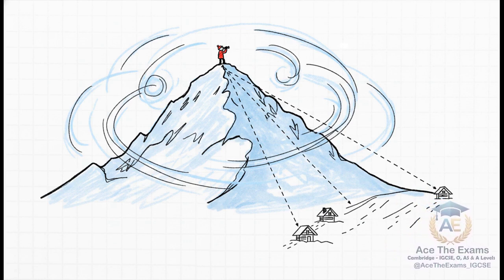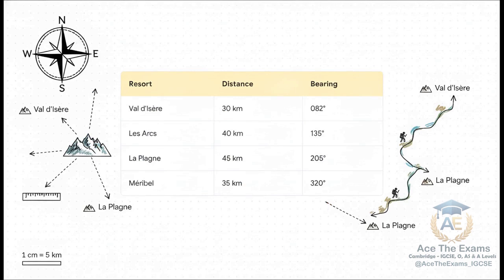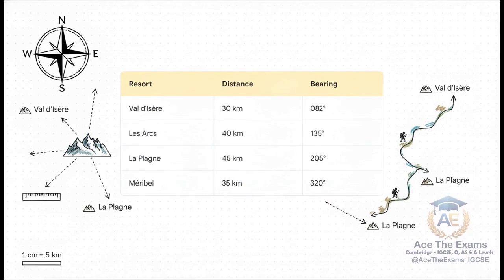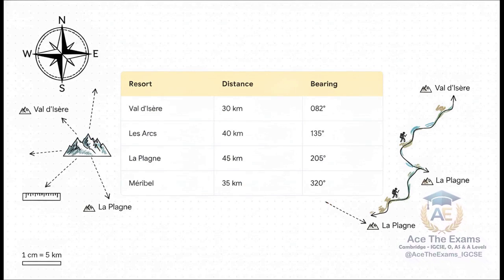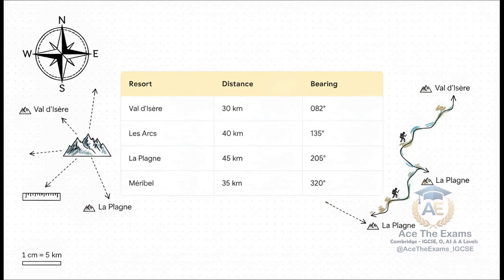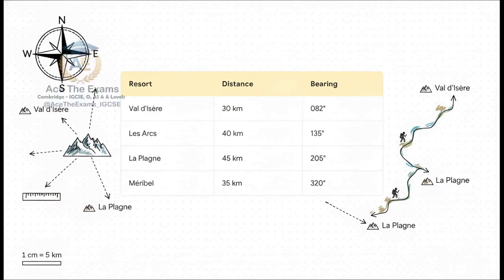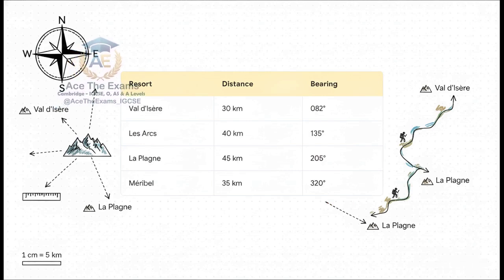Let's break it down. Okay, challenge 1, data scan. You have a 60-second mental timer starting right now. Look at this complex data table. Based on the climber's records, we have Val d'Isère at 30 kilometers on a bearing of 082 degrees, Les Arcs at 40 kilometers on 135 degrees, and so on.